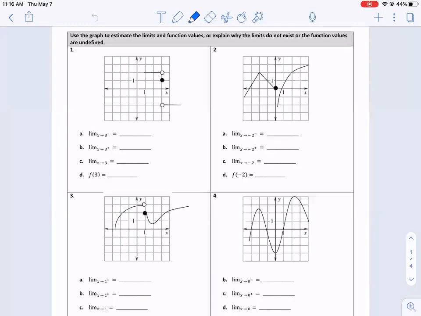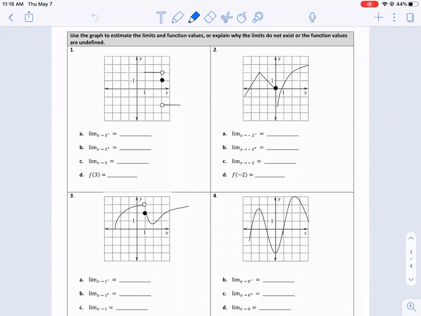All right, so last week you guys did a Desmos activity that was about limits, and this probably ties into that, but these are some notes on calculating the limits from a graph. So we're just going to answer these questions.